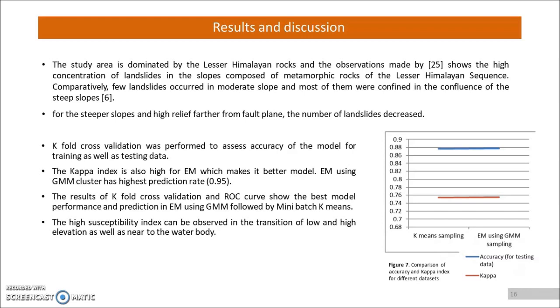So the study area was dominated by the lesser Himalayan rock, and the observations show a high concentration of landslides in the slopes composed of the metamorphic rocks, actually of the lesser Himalaya sequence. Comparatively, a few landslides occur in the moderate slope, and most of them were confined in the influence of the steep slopes, which is supported by the literature as well.